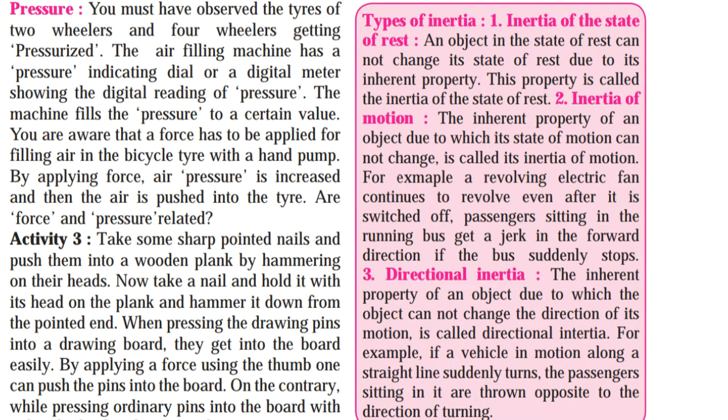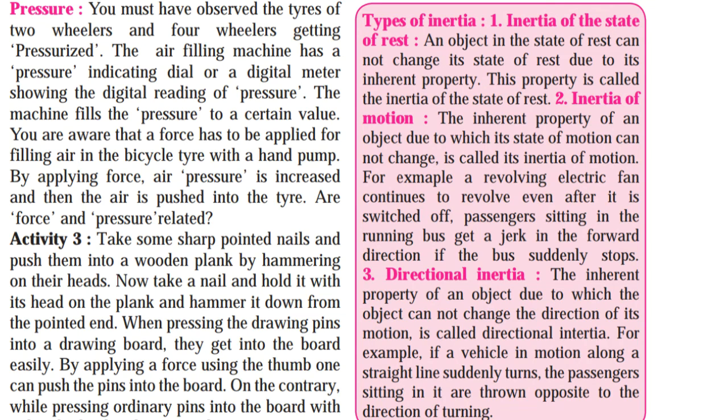Second, inertia of motion. It's related to motion. If an object is in motion, it remains in motion. The inherent property of an object due to which its state of motion cannot change is called its inertia of motion. For example, a revolving electric fan continues to revolve even after it is switched off. Passengers sitting in a running bus get a jerk in the forward direction if the bus suddenly stops.